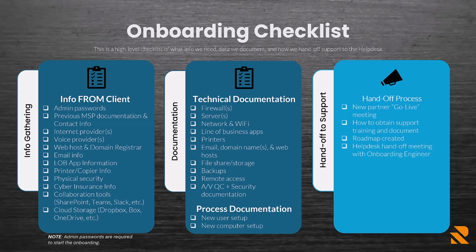And it's really going to help us get our technical documentation locked in the system, because we're going to document all the different stuff, right? We're going to document your entire network from your firewalls to your servers to your network and Wi-Fi. We're going to document your line of business applications, your printers, your email, your domain names, those kinds of things, because it's important for our help desk to be able to support you. This is the documentation that we find is super valuable for us to document on your behalf in our system. So we're going to go ahead and do that.